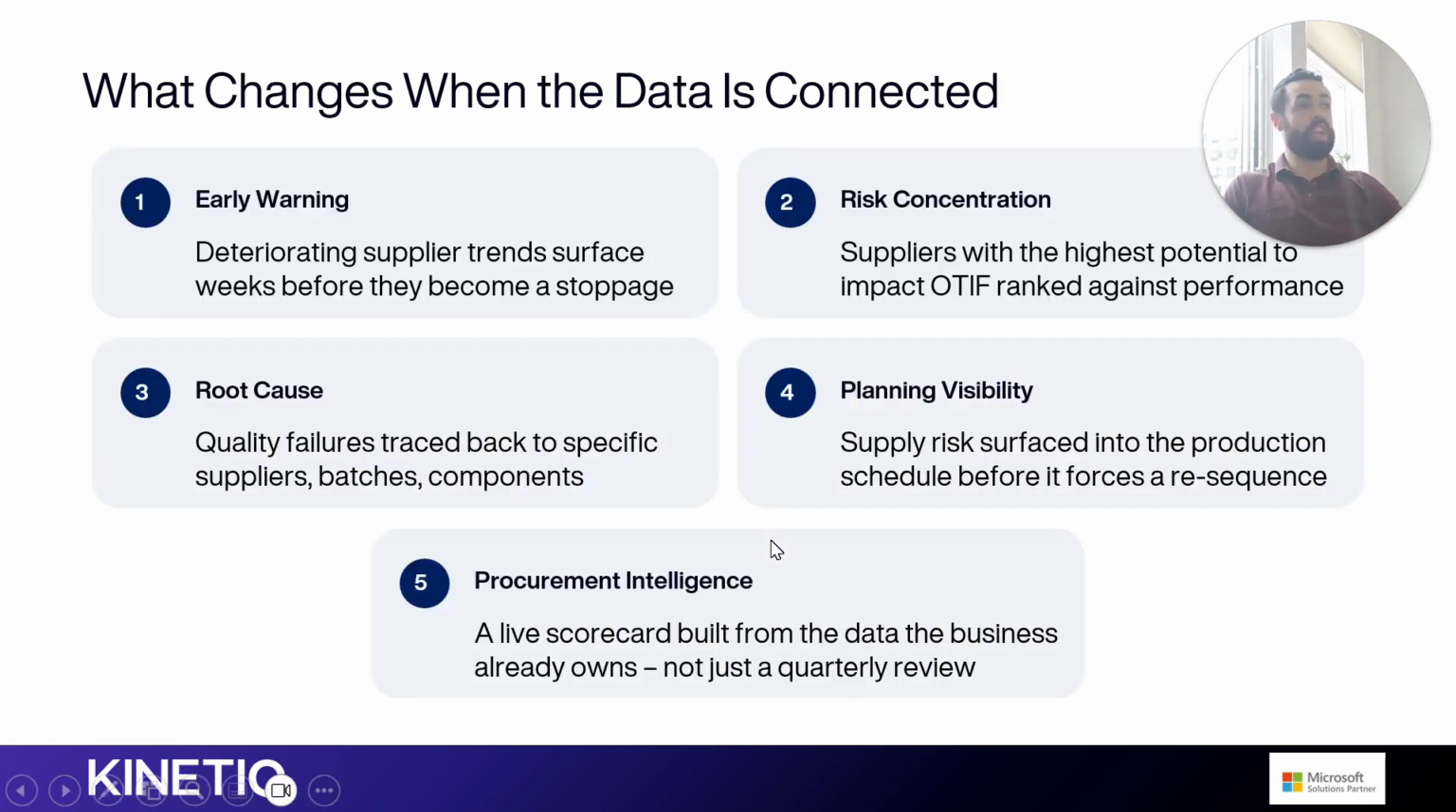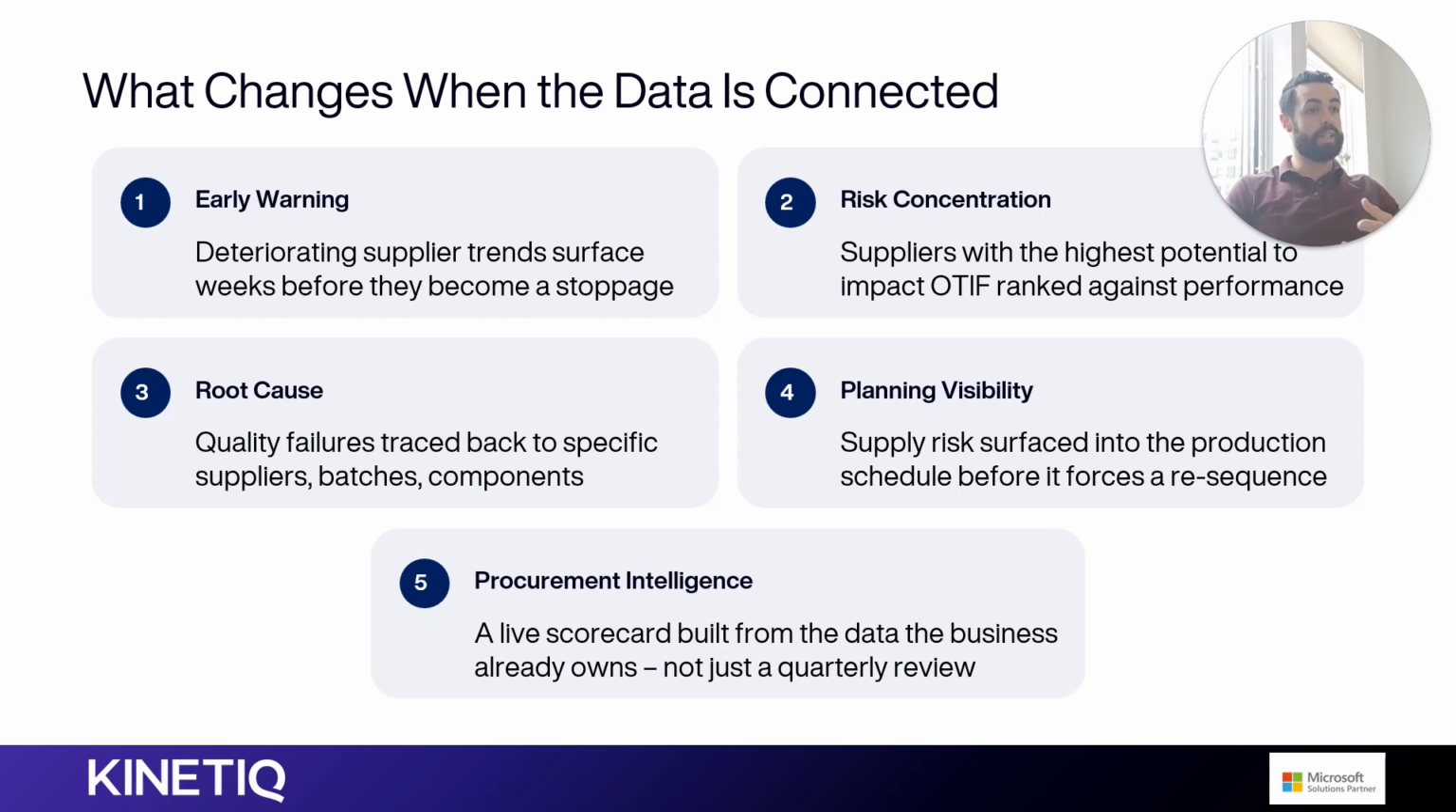So what changes when folks do connect this data and they are able to assemble the right picture? Number one, and most obviously, they have an early warning. They can see a deteriorating supplier trend surface weeks before common issues might happen. They can also, number two, identify where they have risks, especially with the suppliers that have the highest impact or potential impact to your OTIF, and can be ranked against their performance. That's that overlay we spoke about in the last section. You can identify the root cause of quality failures and tie them back to specific suppliers.